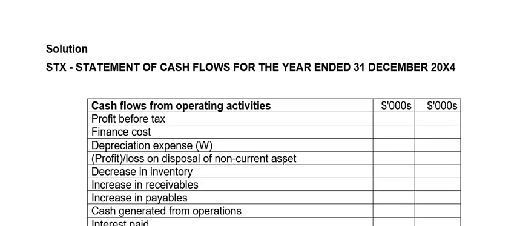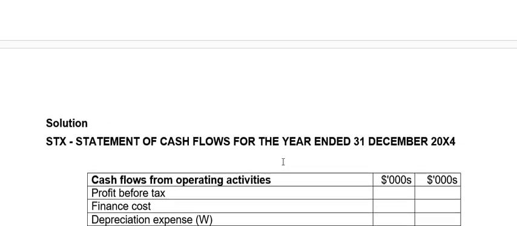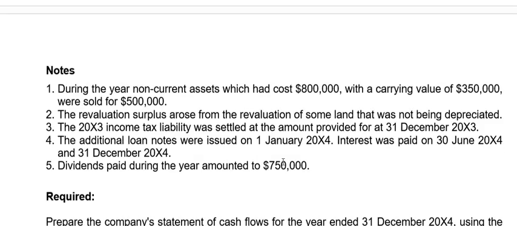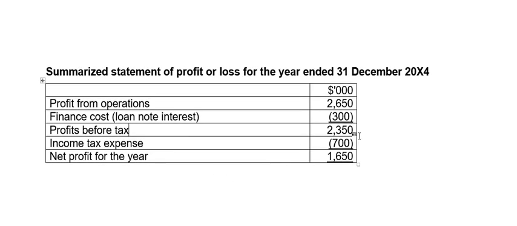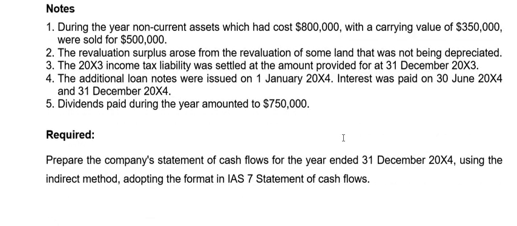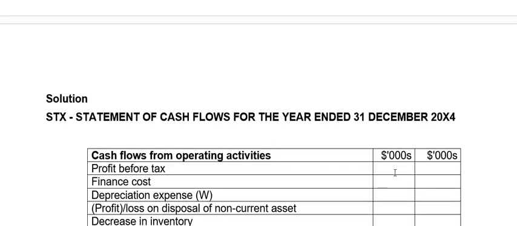Where do we get the profit before tax? We look at the statement of profit or loss. For the statement of profit or loss, we see a profit before tax of 2,350. So bring that profit before tax. It's what you start with in the statement of cash flows. Then we have to make some adjustments.